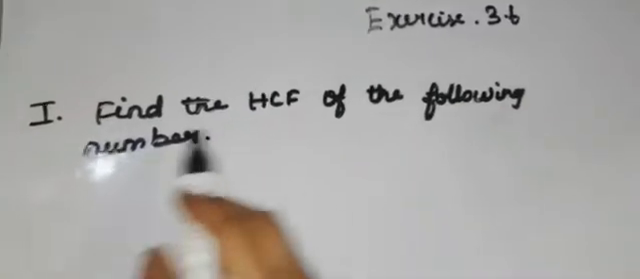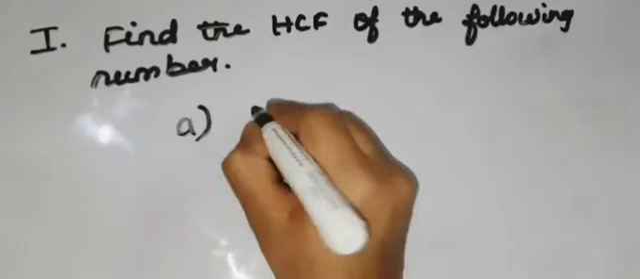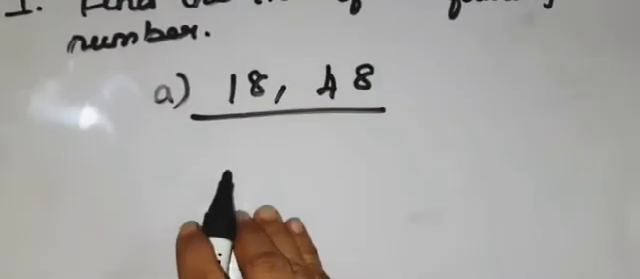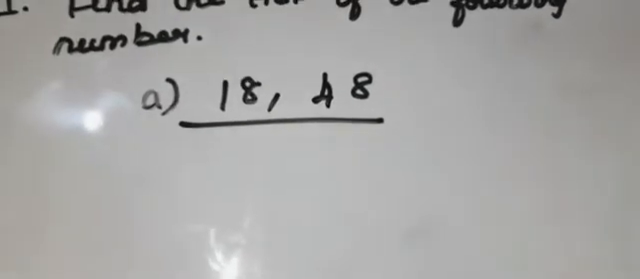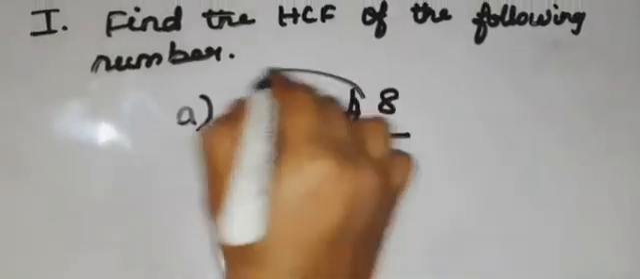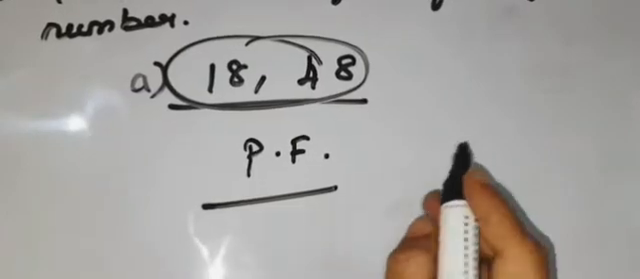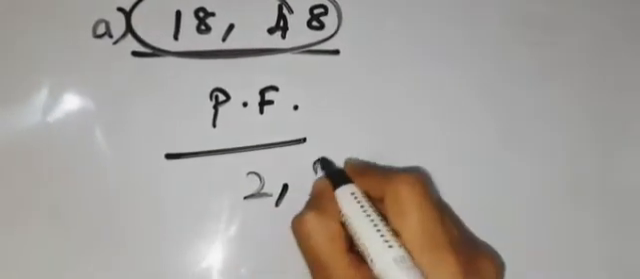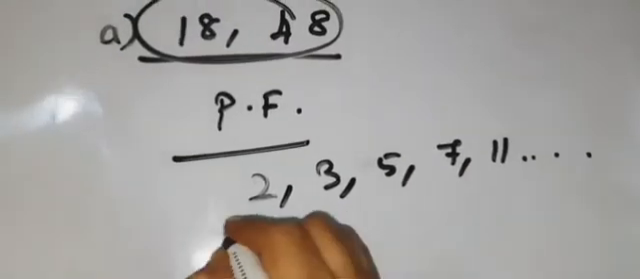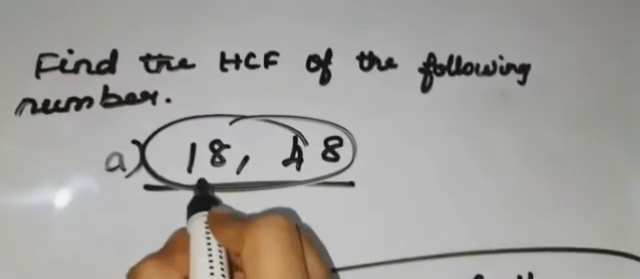Exercise 3.6. Find the HCF of the following numbers. So here in the first sum, they have given 18 and 48. The first thing you have to keep in mind is that we are going to find the prime factorization of the given number. In prime factorization there will be no composite numbers. Prime numbers means 2, 3, 5, 7, 11 and so on. So we are going to use these numbers only to divide the given number.